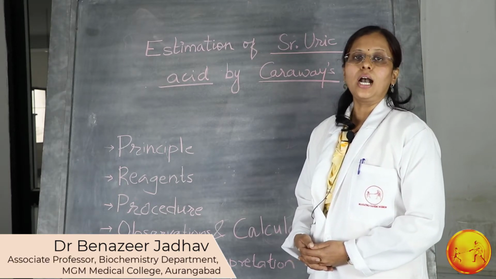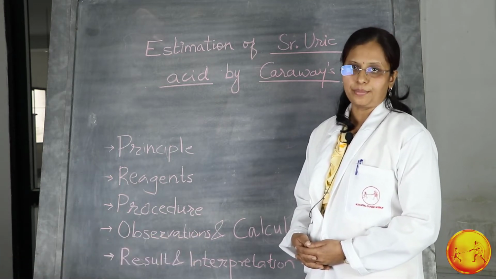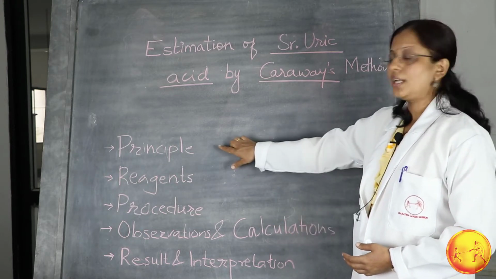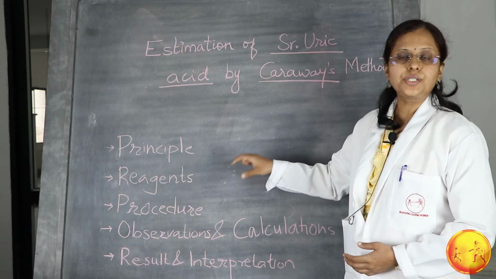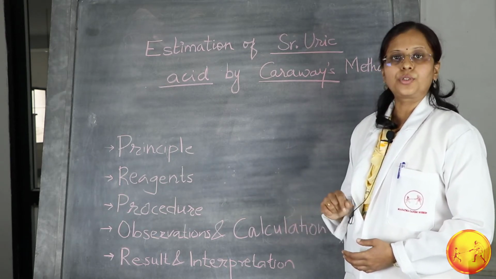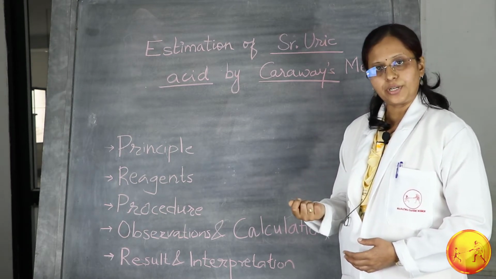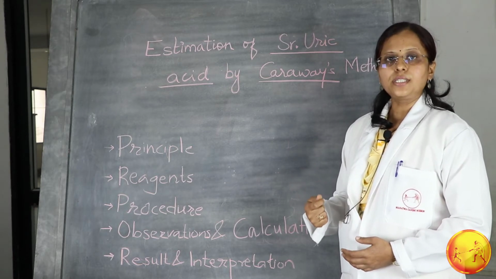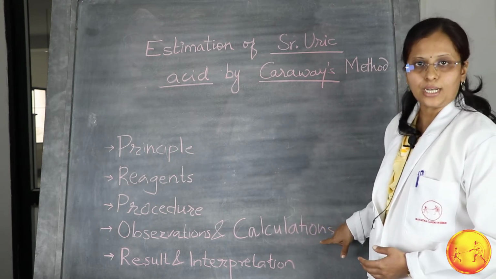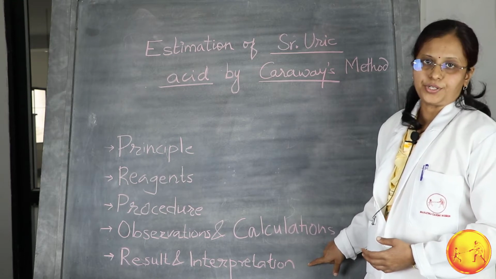Today we are going to see how we estimate serum uric acid by Caraway's method in the biochemistry laboratory. The procedure is divided into 5 steps. First one is principle, second one is reagents which are required for the Caraway's method, third one is procedure. The procedure is divided into 2 parts. In the first part, we prepare protein-free filtrate, and in the second part, the reactions are carried out for the color development. The fourth step is observation and calculations, and lastly, we get the result and we conclude with interpretation.